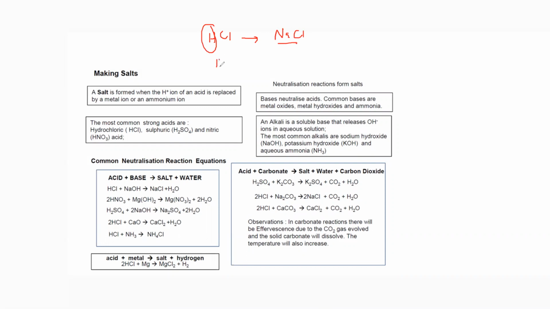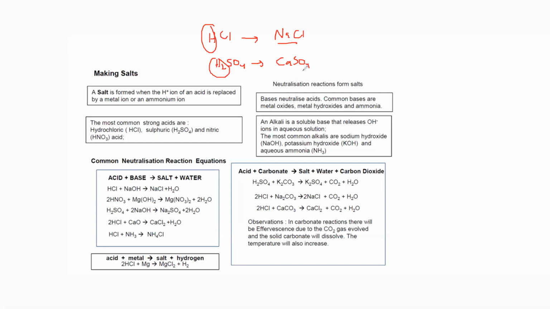Same thing, H2SO4, which is sulfuric acid, but if the hydrogen is replaced by a metal, say calcium, then it will become a salt. So when the hydrogen of an acid is replaced by a metal, we call that a salt.